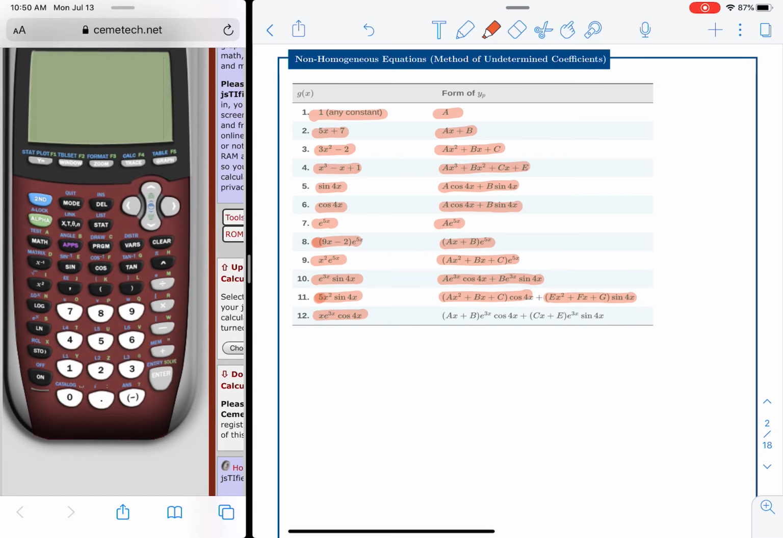If I have x, which is a linear function, multiplied by e raised 3x, multiplied by cosine 4x, I have to use ax plus b, exponential corresponding to the e raised 3x part, cosine 4x, and the same thing, cx plus d, e raised 3x sine 4x. The reason for that is we use the cosine 4x and sine 4x terms because I see cosine 4x. I use the e raised 3x here because of the e raised 3x in g of x. And I use ax plus b because of the x that I see.